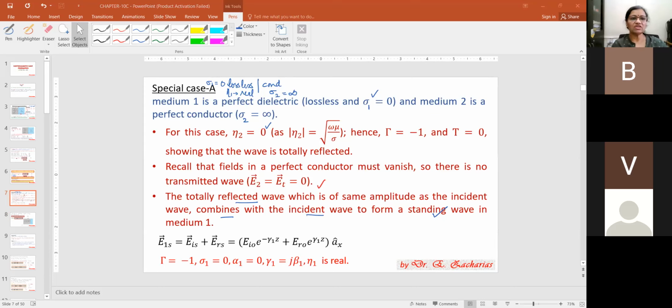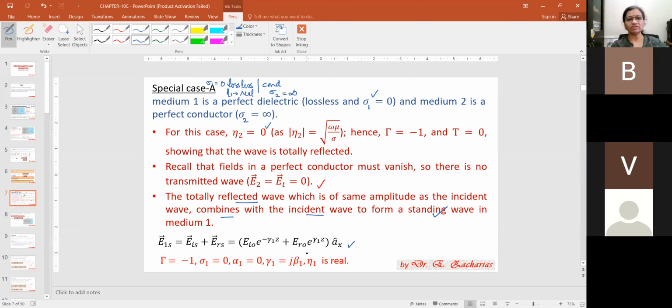Okay, so you can see that using the phasor notation, E1s, that is on the first side, is going to be the vector sum of EI incident and reflected, as you have seen. So let us just add them. It becomes EI naught e to the power of minus gamma 1 z plus ER naught e to the power of plus gamma 1 z, along the ax direction. Thus I have just added the two electric fields, that's all.